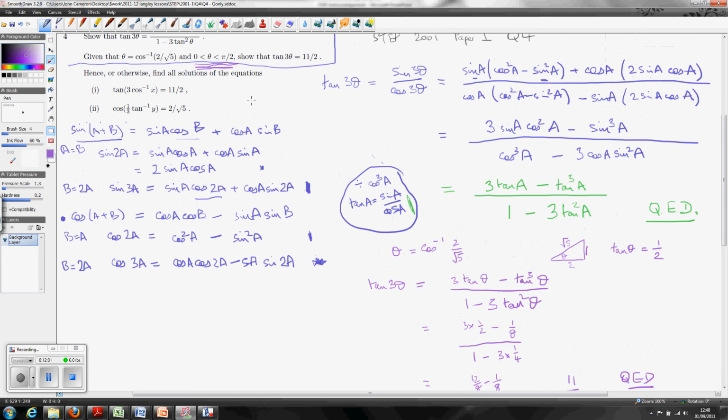Okay, let me just check. Yes, here we are. The tan 3 theta was equal to 11 over 2. Okay, so we've finished. But what I'll do just for a moment is show you a different way of doing the first part.